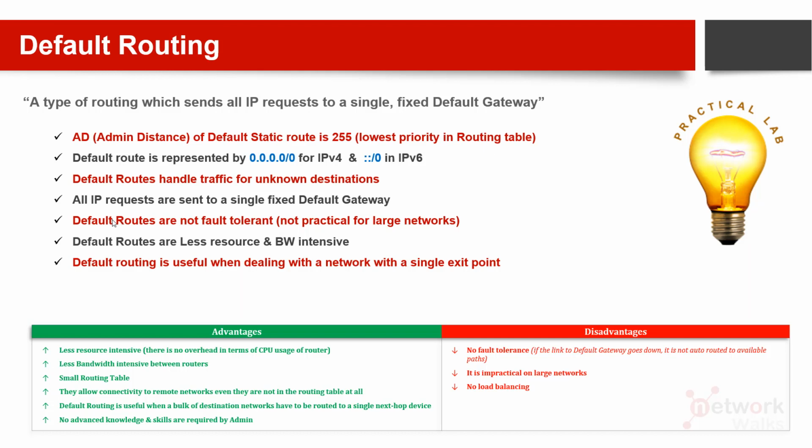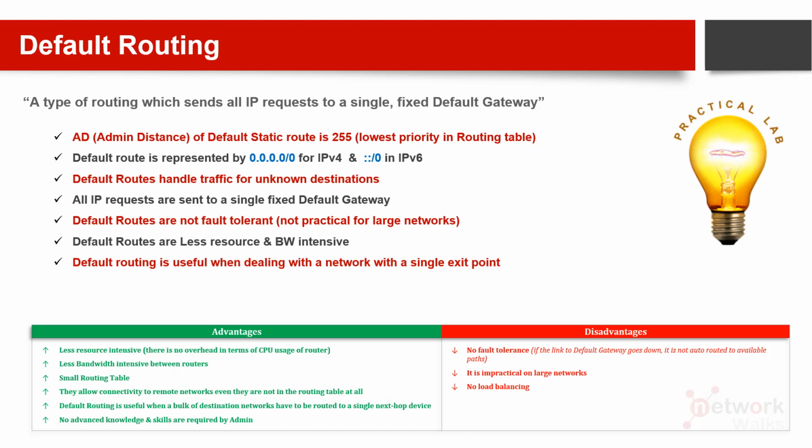The default routes are represented by 0.0.0.0/0 for IPv4 and ::/0 in IPv6 in most of the routers, most of the vendors. It changes a little bit in some of the vendors like in Huawei routers, in Nokia routers. The default routes handle traffic for unknown destinations and all requests are sent to a single fixed default gateway. An example I gave you already is our home Wi-Fi router or modem, you can say.